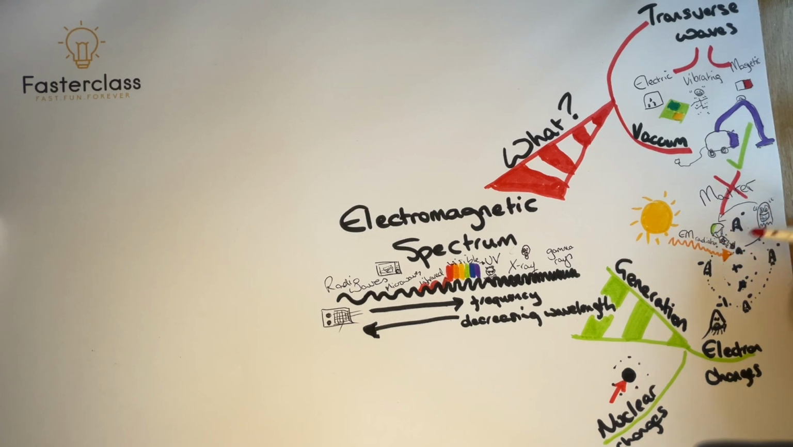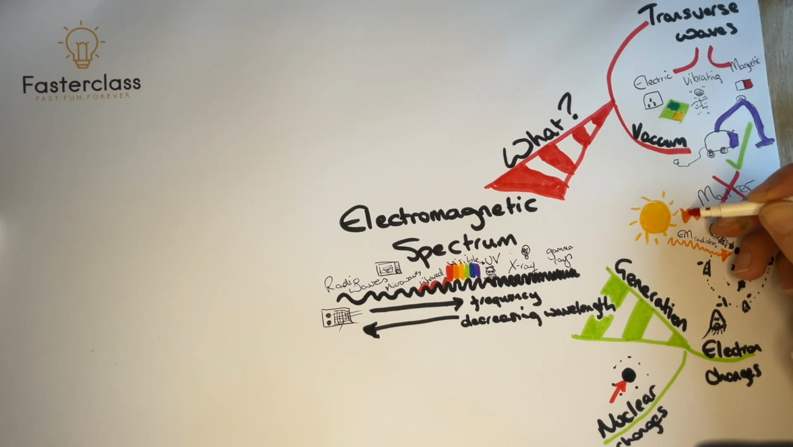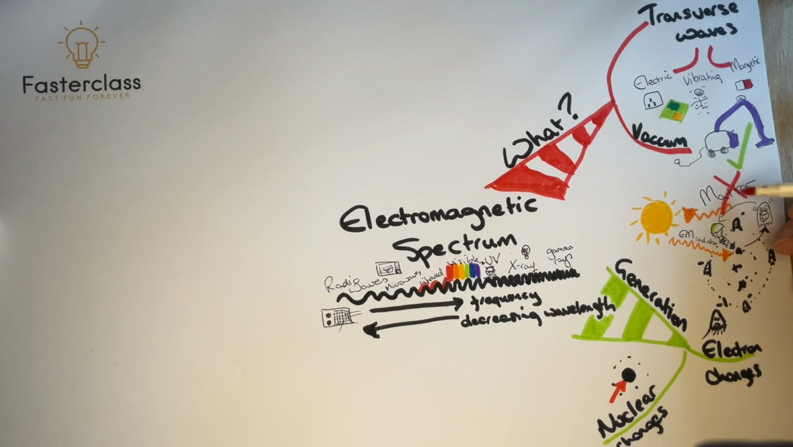So the EM radiation coming in equals the EM radiation coming out. So that came in, he got excited. As he dropped back down, he emitted the same amount of EM radiation that he absorbed to get to that place in the first place.